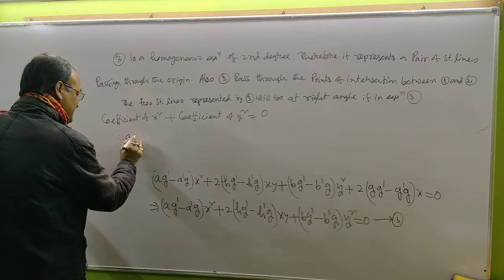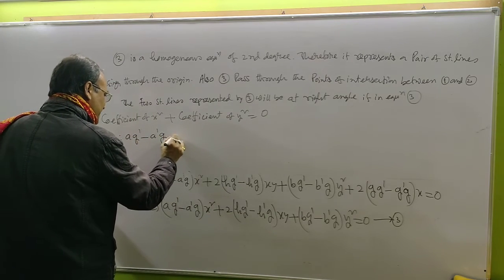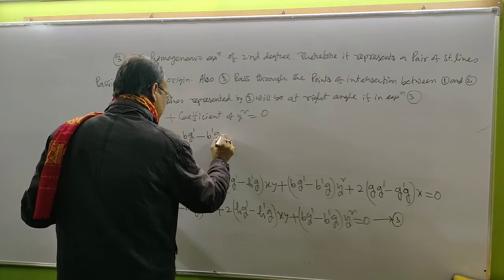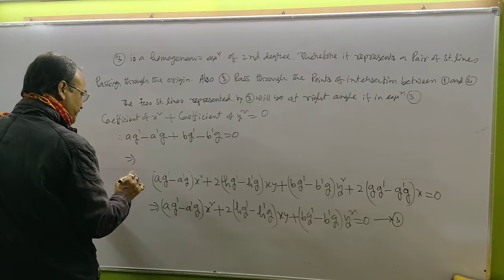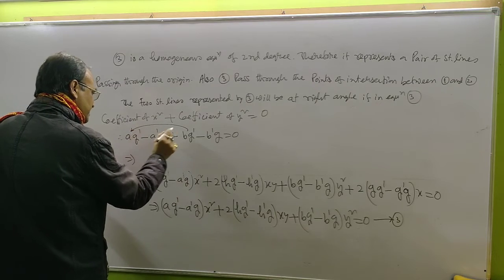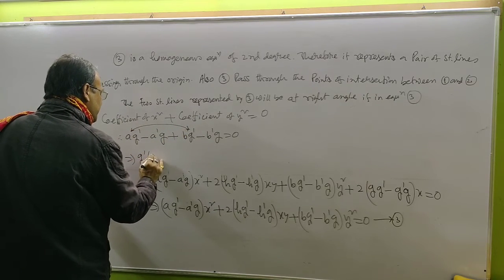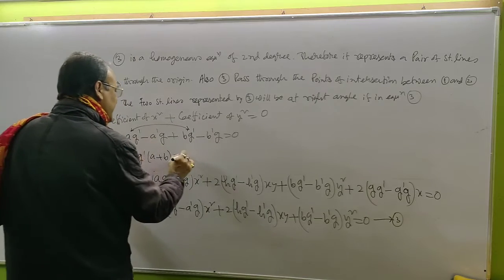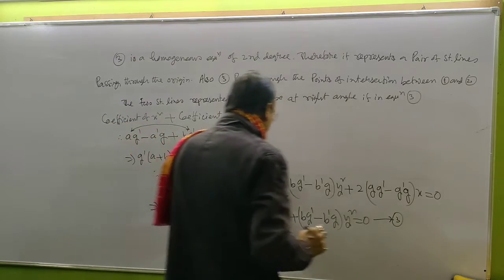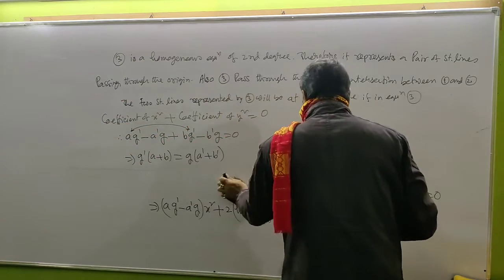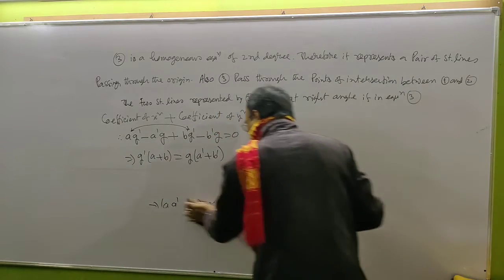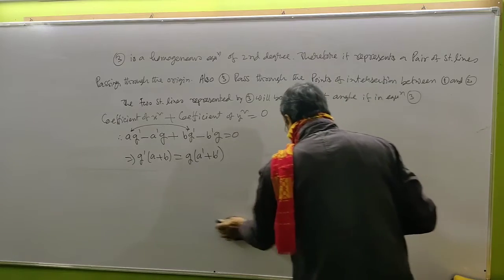Therefore, a g dash minus a dash g plus b g dash minus b dash g equal to 0. This means g dash into a plus b equal to g into a dash plus b dash. That two straight lines will be perpendicular if the sum of the coefficients of x square and y square equal to 0.